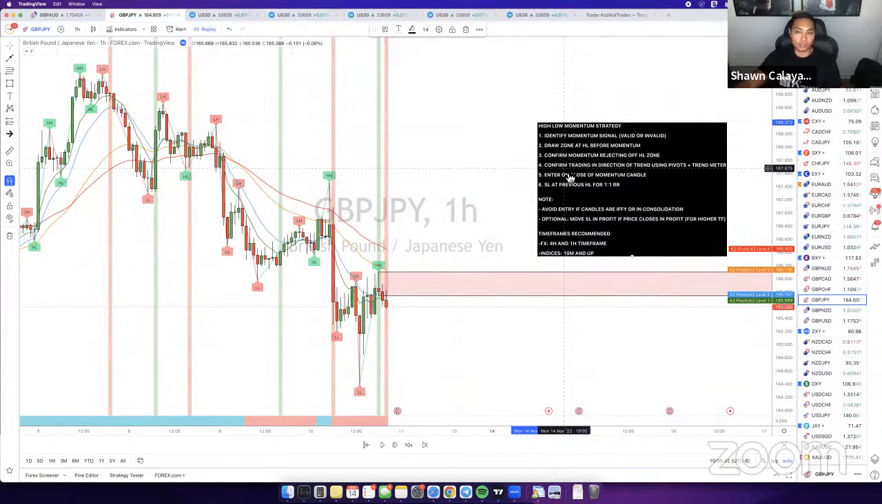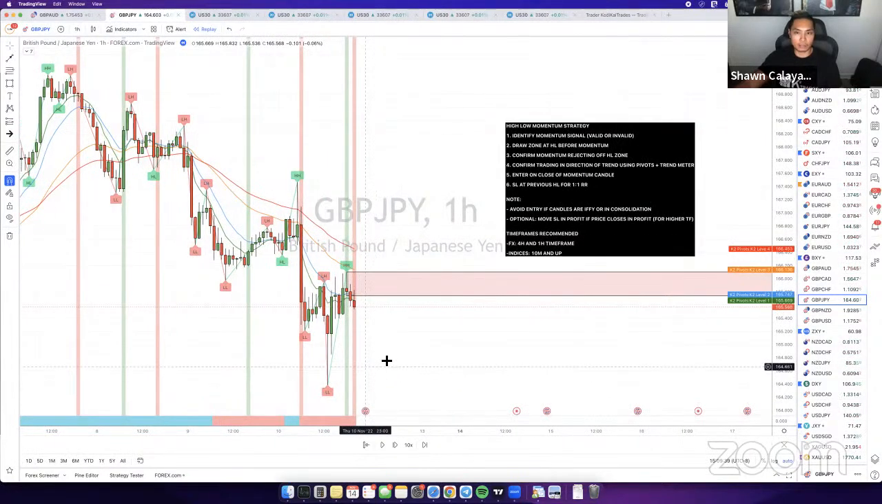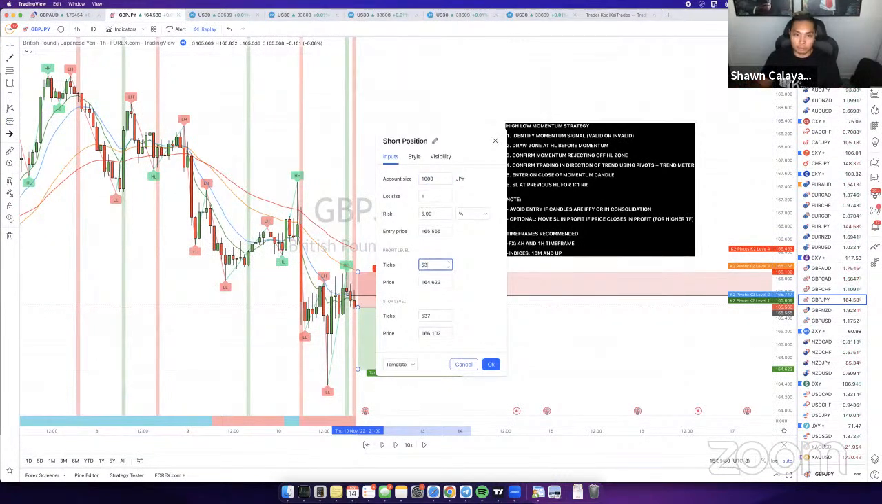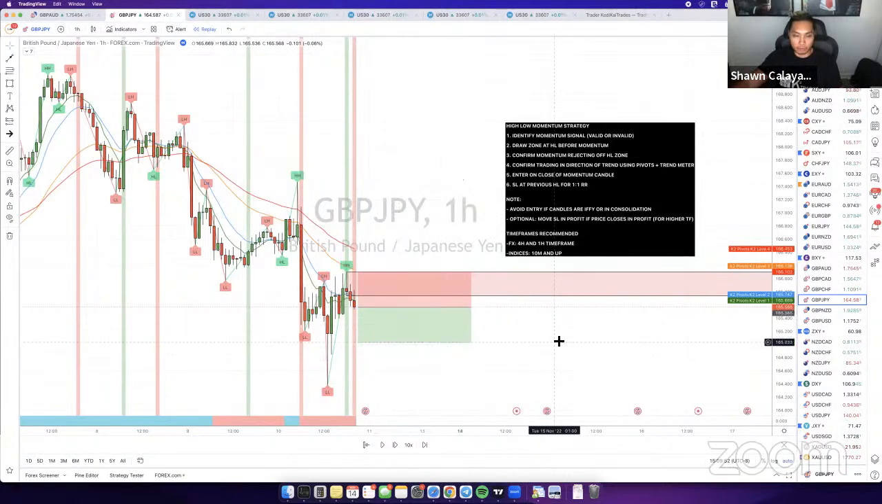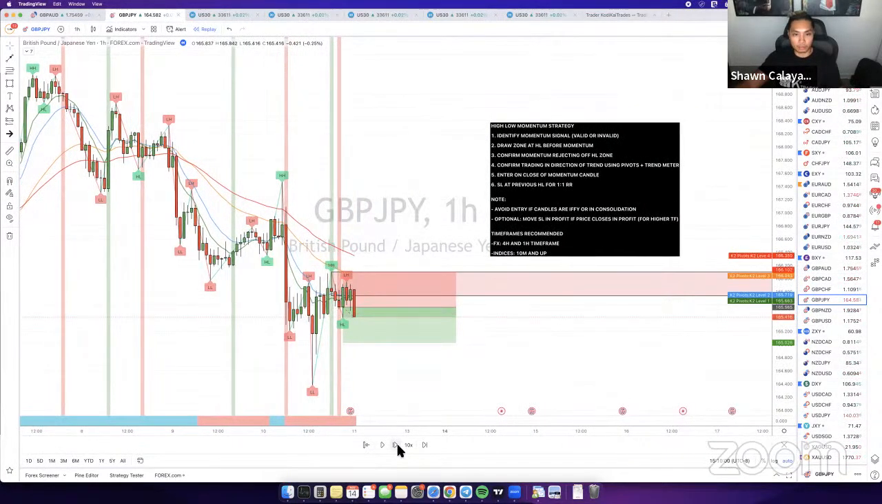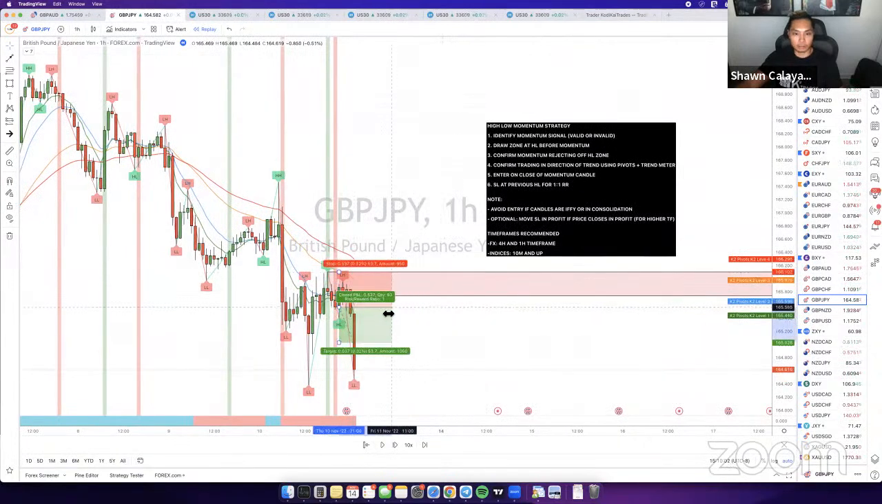Confirm trading the direction of trend using pivots and trend meter. So looking at the pivots right here, pivots are angling down, red pivots above all of the other pivots. The trend meter down here is also red, so that fits criteria. Everything here points towards a sell. You enter a sell position right there. Stop loss is right there, 53 pips right here. Let the trade run. Kind of goes sideways for a bit, retraces, but eventually it makes its way back down to full TP. So super simple, not too difficult at all.